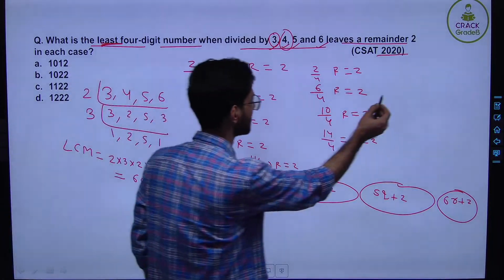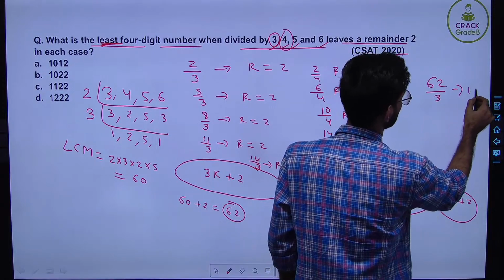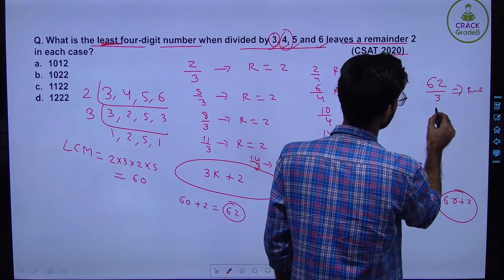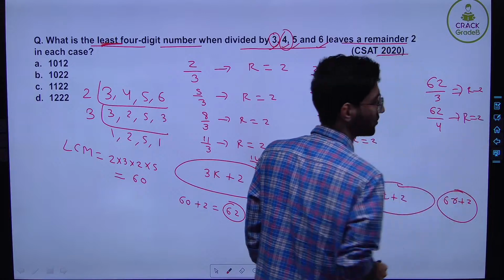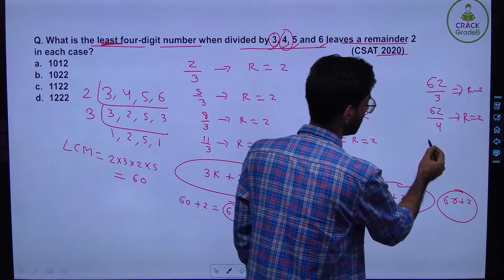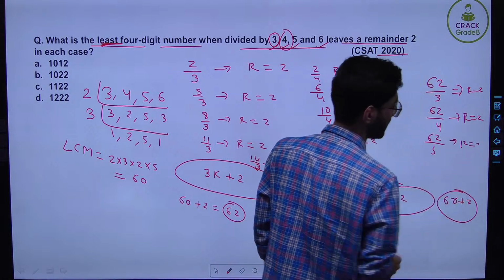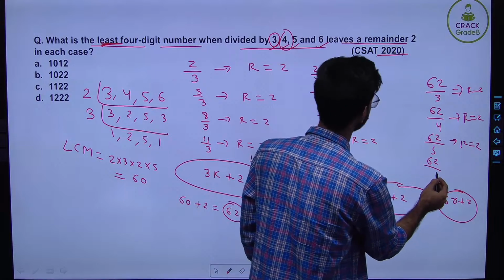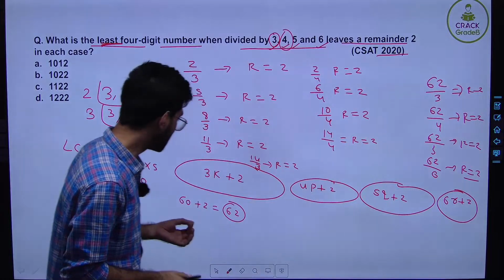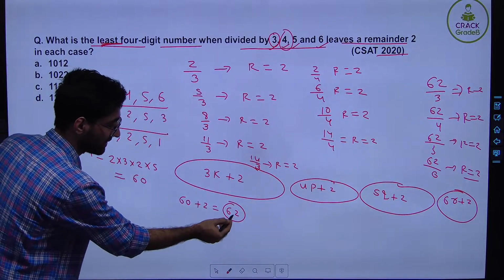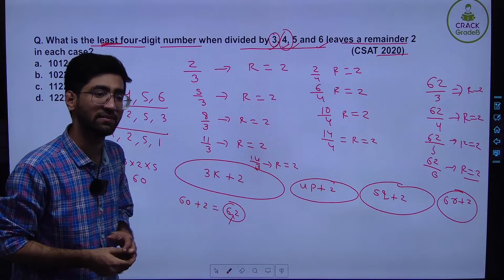See, you can check it. If you divide 62 by 3, you will get remainder 2. If you divide 62 by 4, again you will get remainder 2. If you divide 62 by 5, again the remainder will be equal to 2. If you divide 62 by 6, again the remainder will be 2. Means 62 is that first number. If you divide that number by 3, 4, 5 and 6, you will get remainder 2.